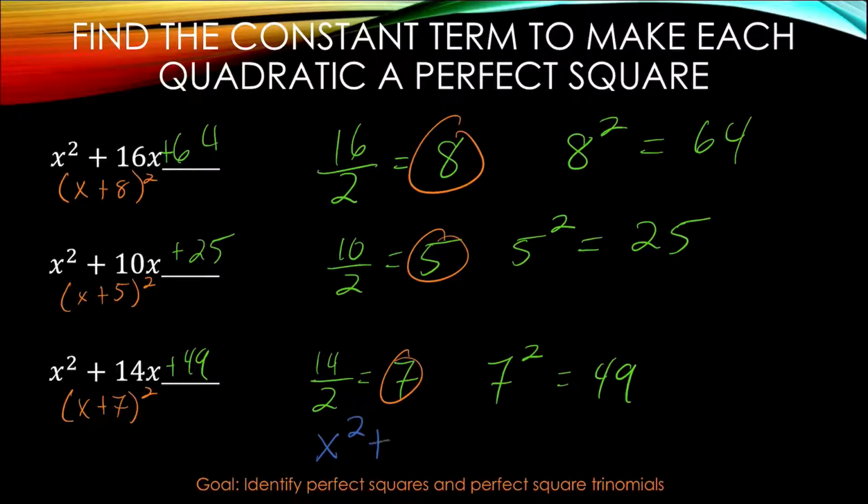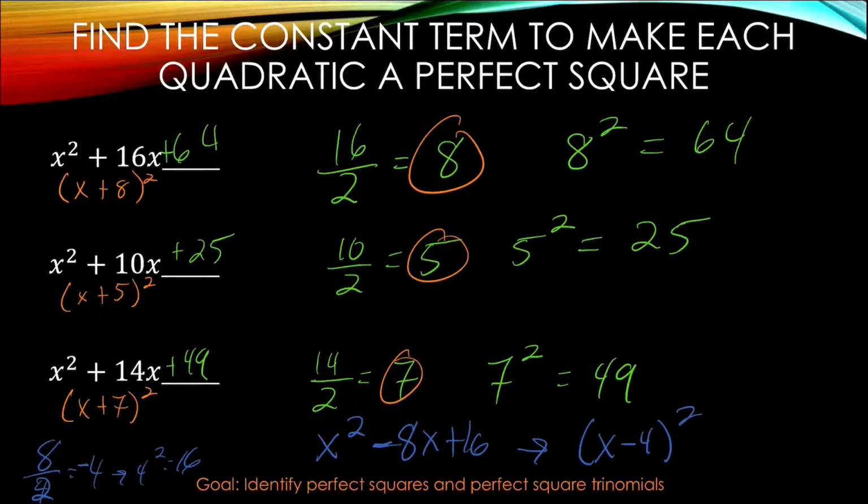x squared plus 8x plus 16. Okay, we know that this is a perfect square because if I take 8 divided by 2, I get 4. And I square that, and I get 16. I know this is a perfect square. And I wanted to say this is a negative. So I would get negative 4 here. 8 divided by 2 is negative 4. When I factored this, I'd say (x − 4) squared. So if this number right here is a negative, I'll have a negative in my factored form.